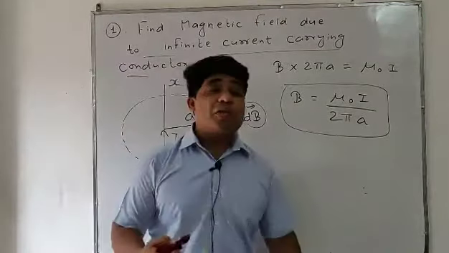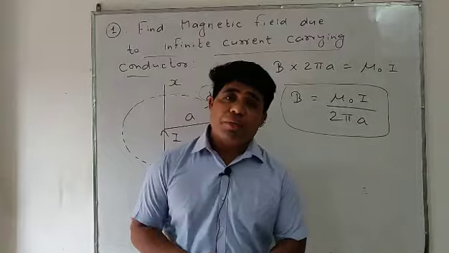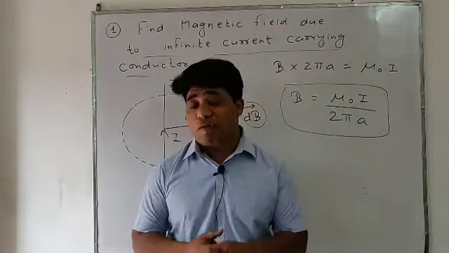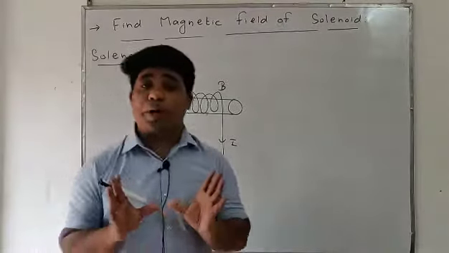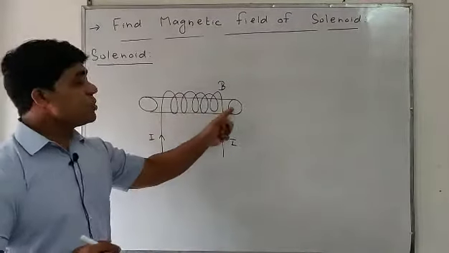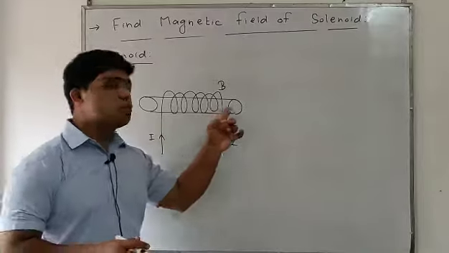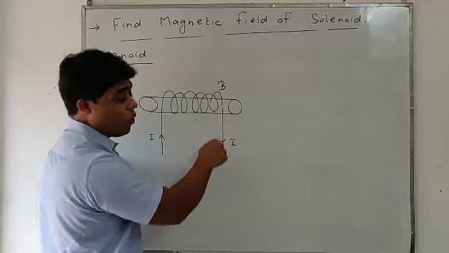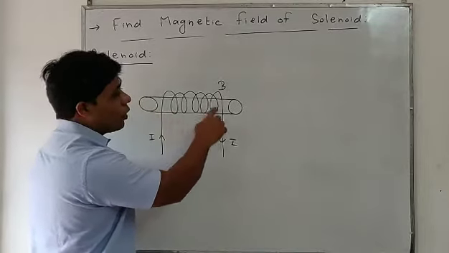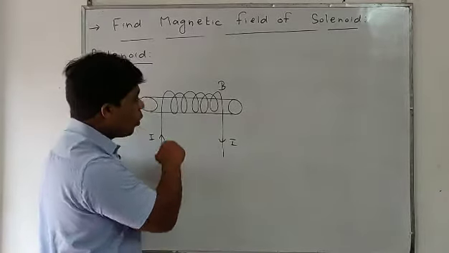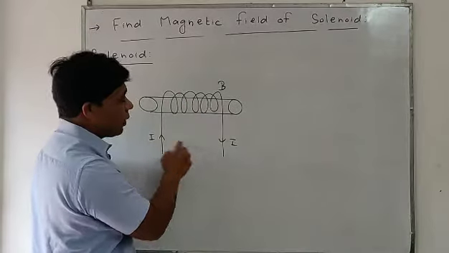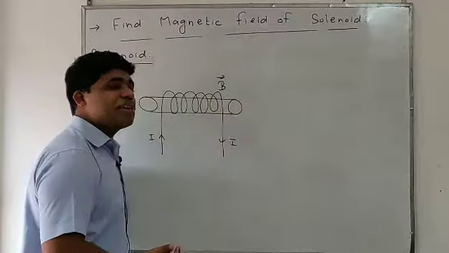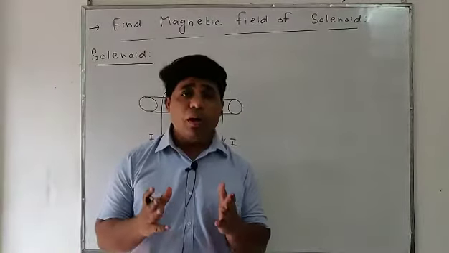Now we'll start the second application, one of the most important applications: find the magnetic field due to a solenoid. So first of all, I'm going to explain the meaning of solenoid. Students, a solenoid is a long insulated cylindrical shell on which copper wire is wound in helical form. On passing current it produces a magnetic field, it behaves like a magnet. Such a device is said to be a solenoid.